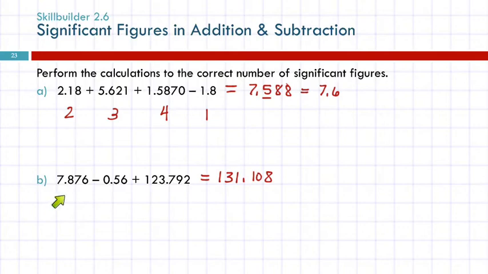Which of these numbers has the fewest number of decimal places? The 0.56, it has 2 decimal places. This one has 3, this one has 3. So I need to round this to 2 decimal places. So that's right there. So 131.11. Any questions?